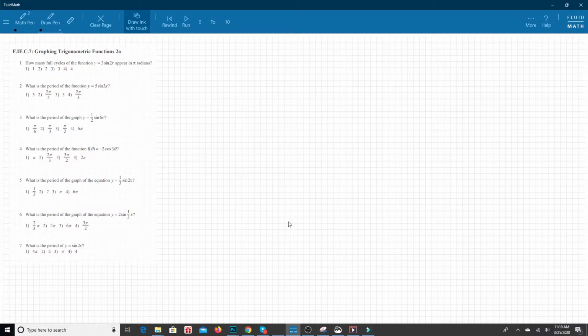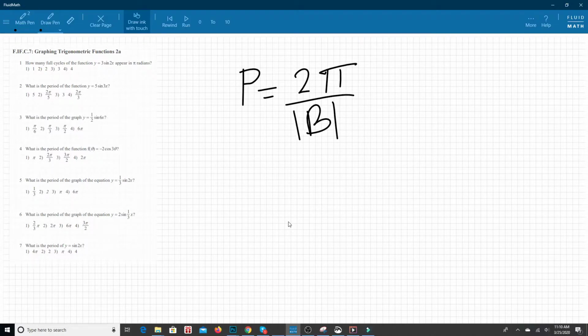Okay guys, give me a few seconds. This is what we're going to be working on. The formula that we're going to be using for the period is P equals 2π over the absolute value of B, where B is from an expression like y equals A sine BX. That's generally the period.